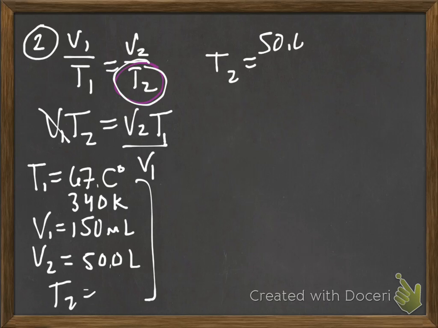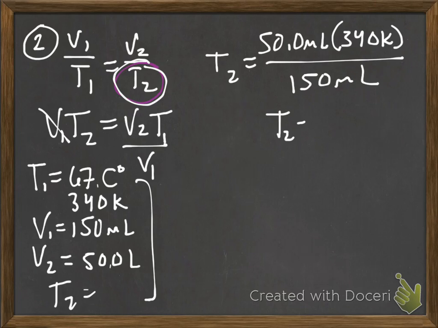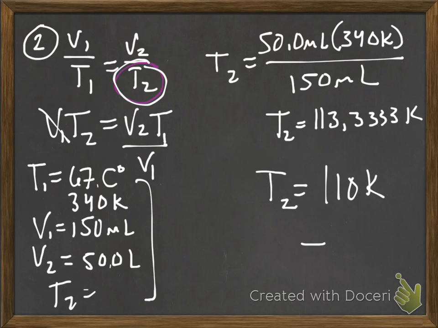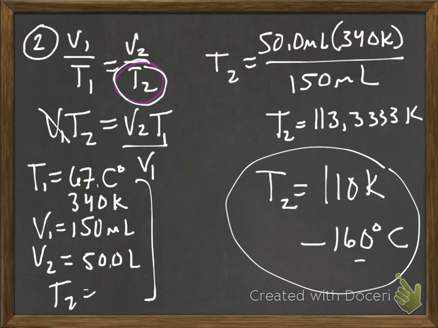T2 equals 50.0 milliliters times 340 degrees Kelvin over 150 milliliters. We get a T2 of 113.333 on into infinity Kelvin. We only have 2 sig figs to work with, so we have 2 options for listing T2. We can say it's 110 Kelvin, or we can say it's a negative 160 degrees Celsius. Either of those have 2 sig figs. If you're going to do the conversion to Celsius, do it from your raw number and then sig fig your answer. Don't take sig figs until the very last thing ever.